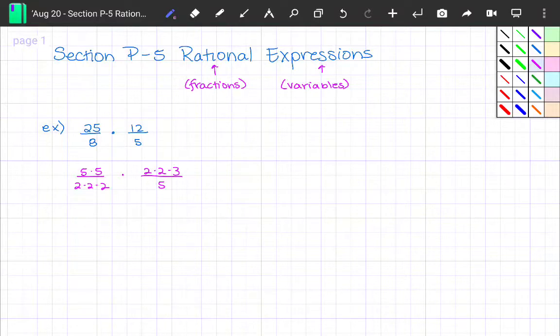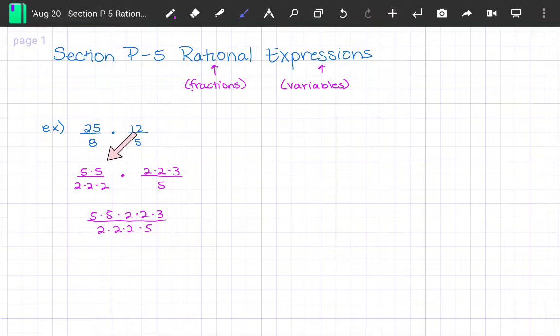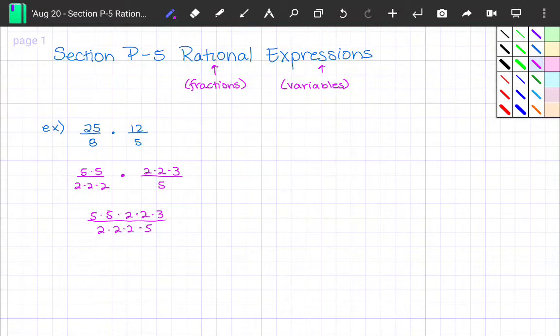Because we're multiplying, and the key is this only works with multiplying, because when you multiply fractions, you multiply the top and you multiply the bottom together. And so if I were to take this numerator and multiply it together, I get this. If I was to take this denominator and multiply it together, I get that. And now I have the giant 1 in there. So there's a 5 over 5, which is 1.